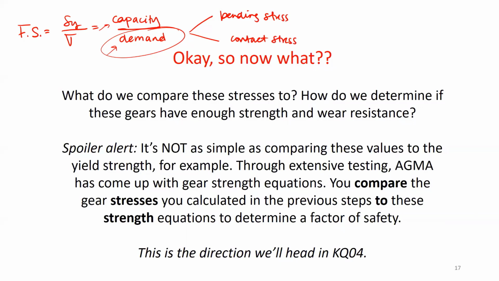What we're going to do in KQ04 is calculate the capacity. So the bending strength or the bending capacity and the contact strength or the contact capacity. Through extensive testing, AGMA has come up with gear strength equations. And you're going to compare the gear stresses you calculated in the previous steps, so the demand, to these strength equations, in other words, the capacity, to determine a factor of safety. So this is the direction we'll head in KQ04. Now I will show you my analysis tool.